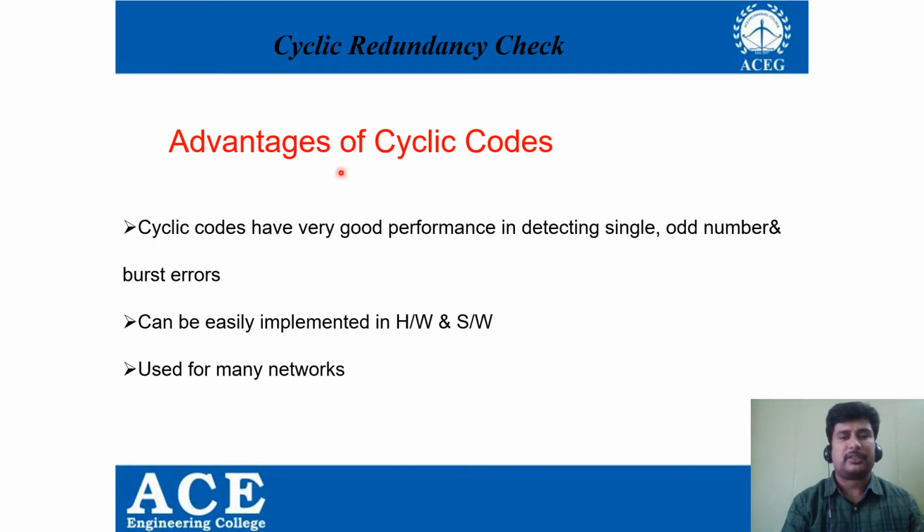Now, what are the advantages of using cyclic codes? The first is that cyclic codes have very good performance in detecting single, odd number and burst errors. In case of even errors, it may not work well. Next, it can be easily implemented in both hardware and software, and it can be used in many networks. These are a few of the advantages which cyclic redundancy check possesses, because of which it has been one of the very popular techniques in different networks. I hope we are clear with cyclic codes and cyclic redundancy. Cyclic codes: if you cyclically shift the code word, the result should be another valid code word.